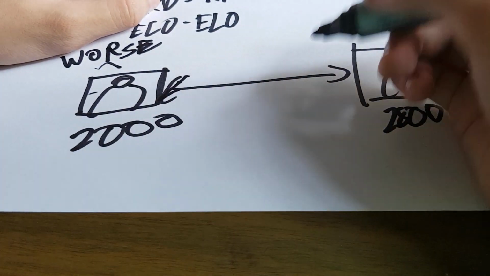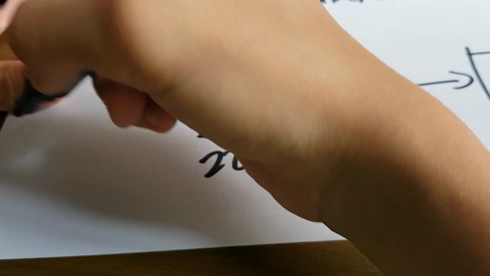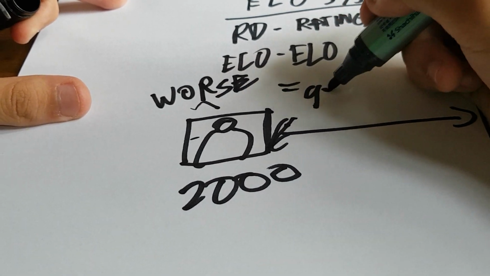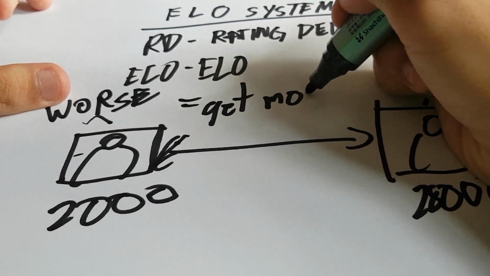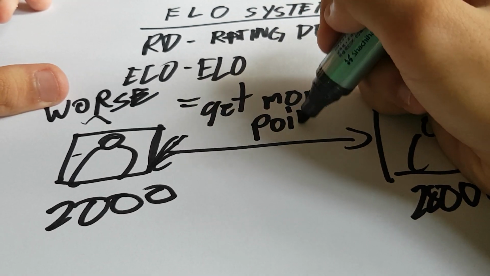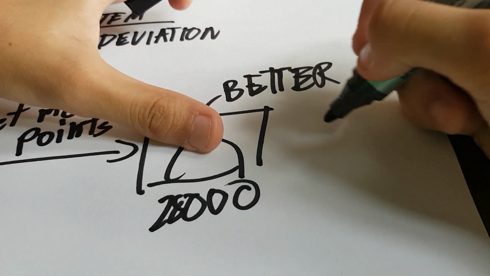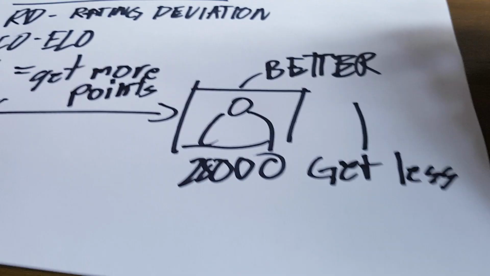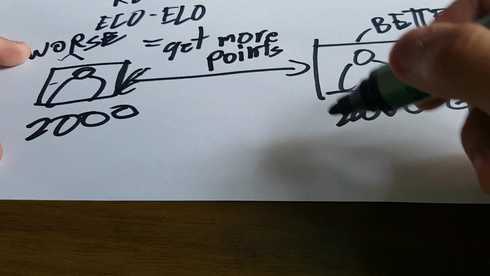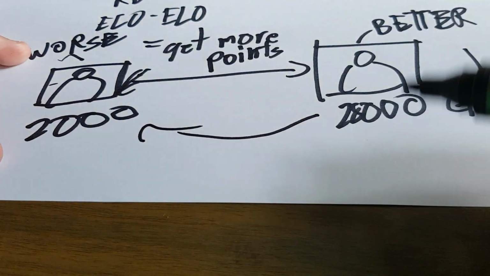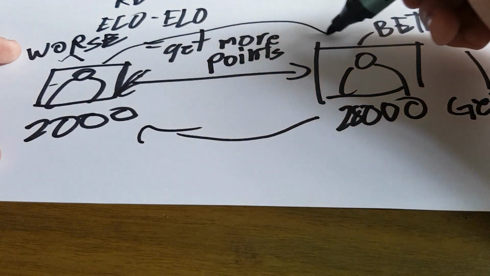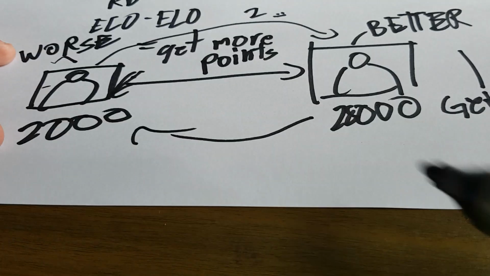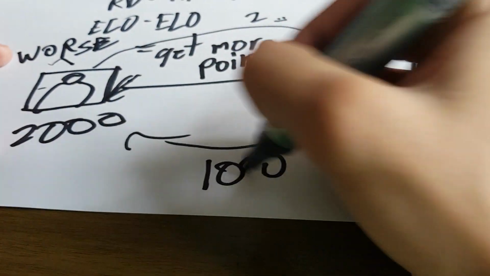So basically, what's gonna happen is if you're basically worse, you get more points, and the better ones get less. Let's say if he beats me, he only gets, let's say, about 2 points. See, two. And if I beat him, I get 100 points.